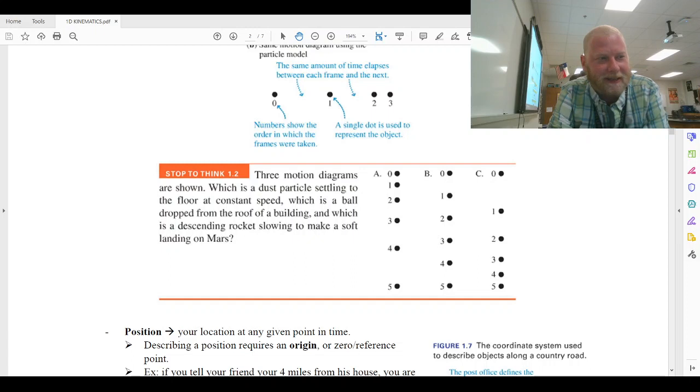notice that the amount of distance traveled decreases as time goes on. So between 0 and 1, it travels a great distance. Between 1 and 2, a lesser distance. Between 2 and 3, a lesser distance, and so on. So that tells us that this object is slowing down. So that would best match a descending rocket slowing to make a soft landing on Mars.